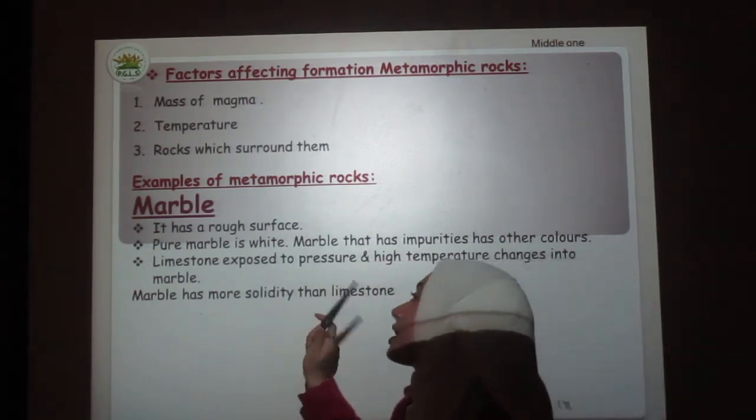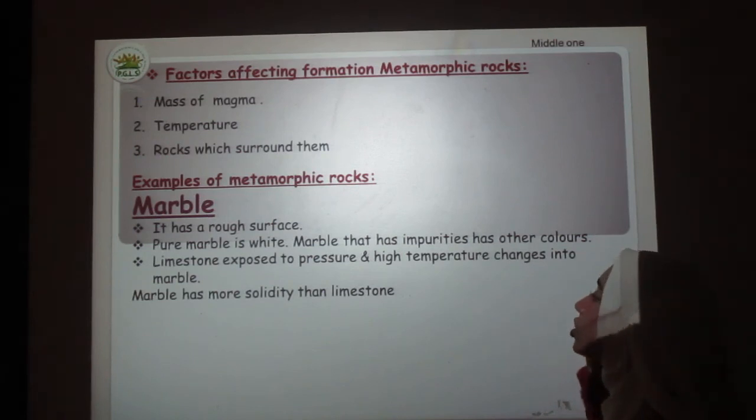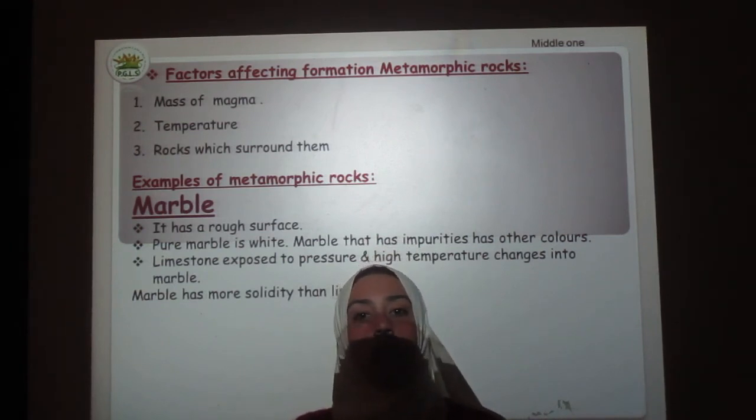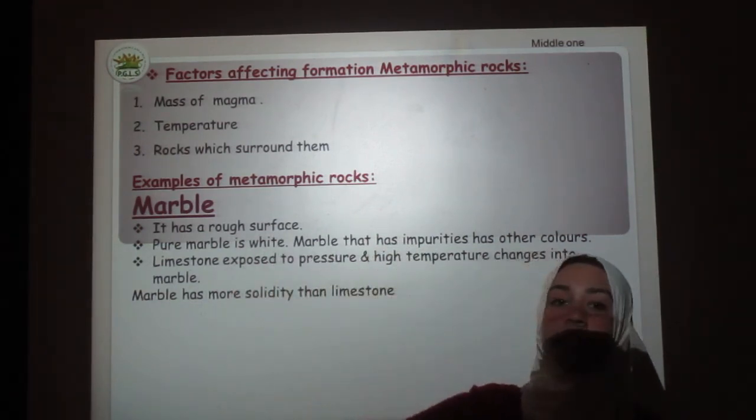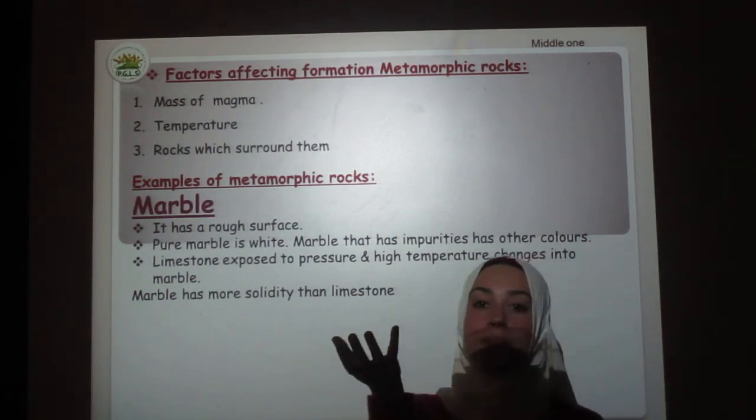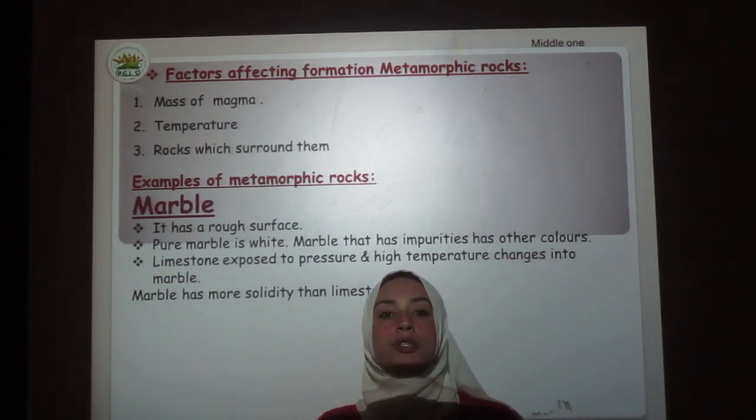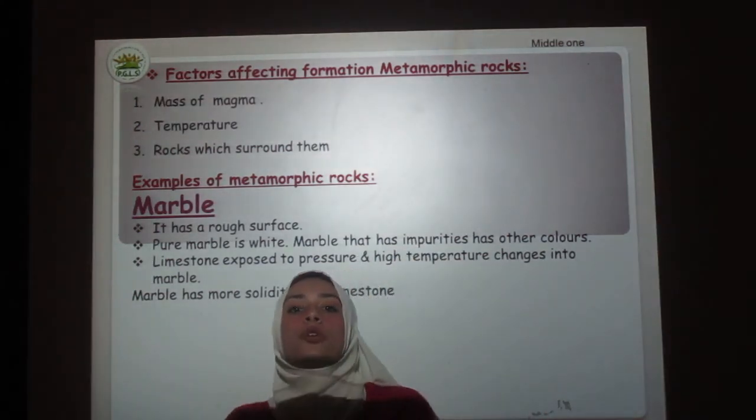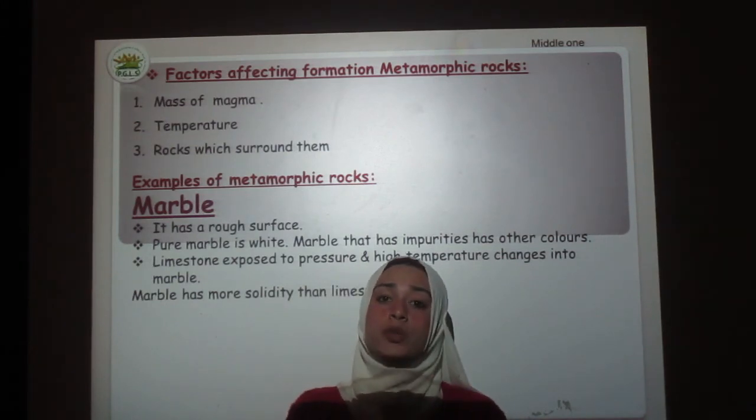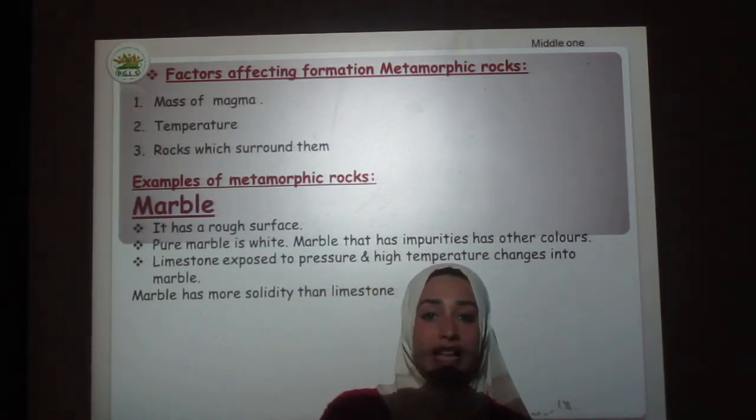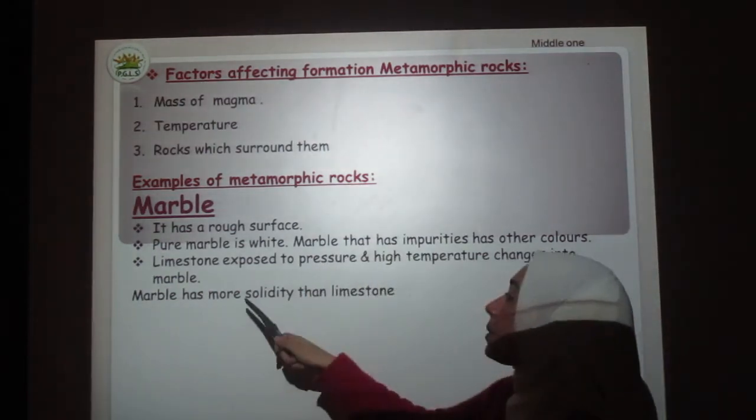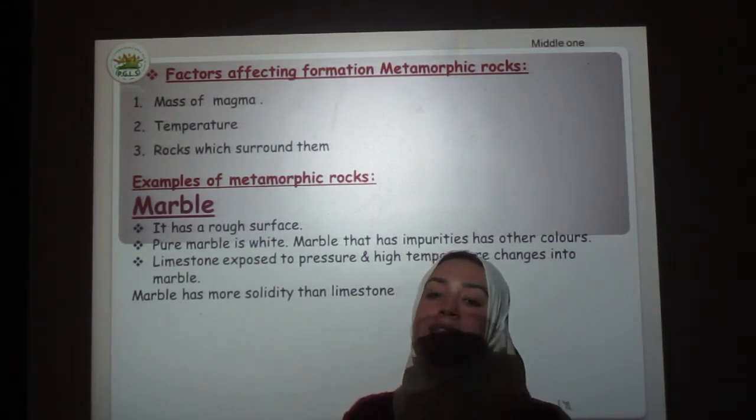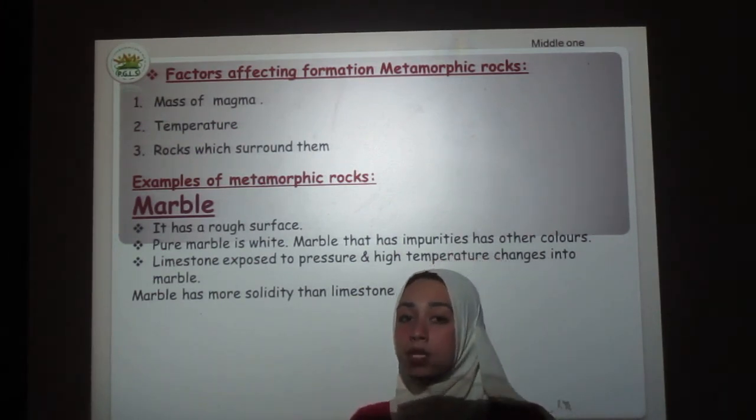Limestone exposed to pressure and high temperature changes into marble. We said that they have the same color, white. Limestone is an example of sedimentary rocks. If it is exposed to high temperature and high pressure, it will become marble, and marble is considered a metamorphic rock. Marble has more solidity than limestone.